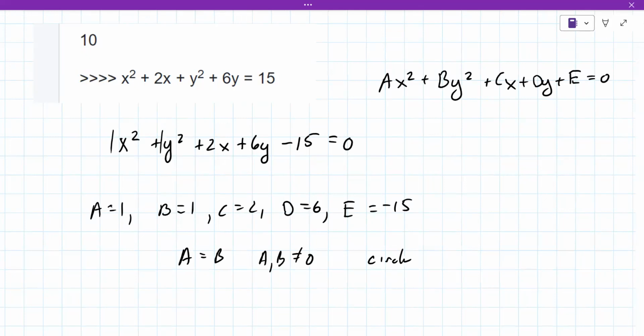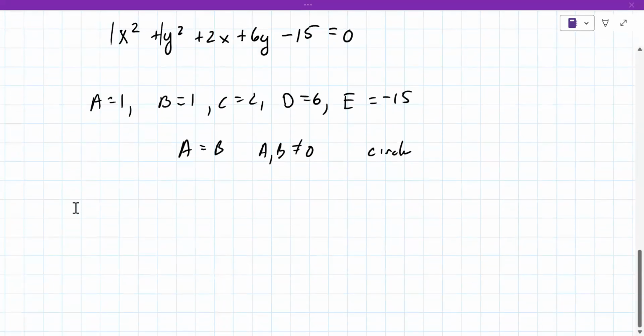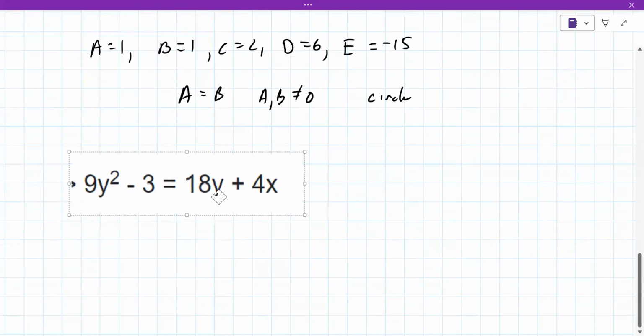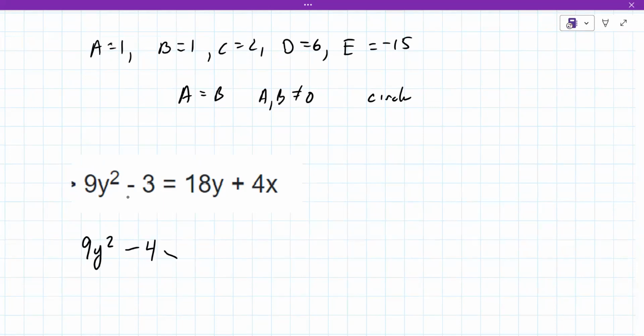Okay, so we've got 2 more of these to do, but it's the same process. So the next one here, we're going to write everything on one side of the equation. So it's 9y squared minus 4x minus 18y minus 3 equals 0. So you're just moving everything to the left.